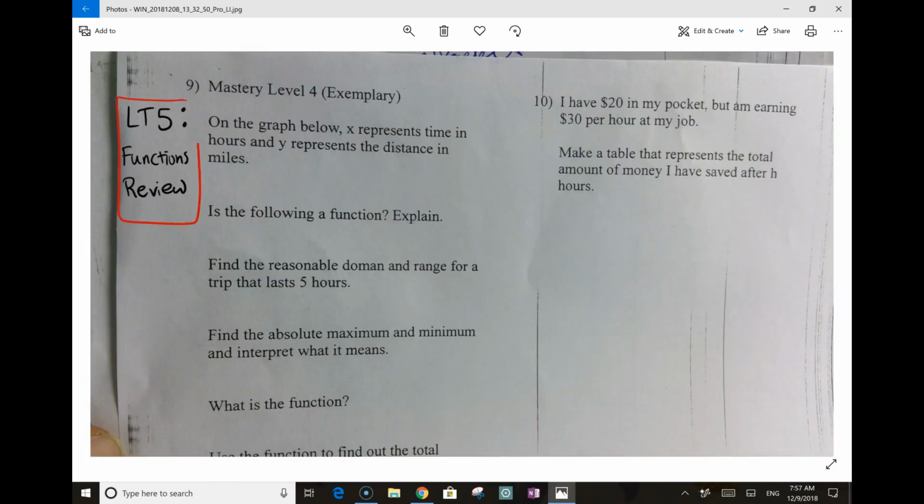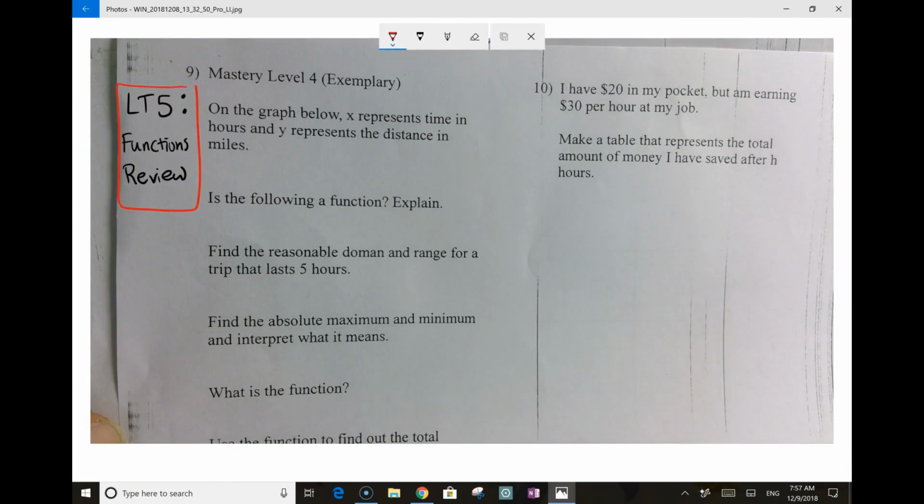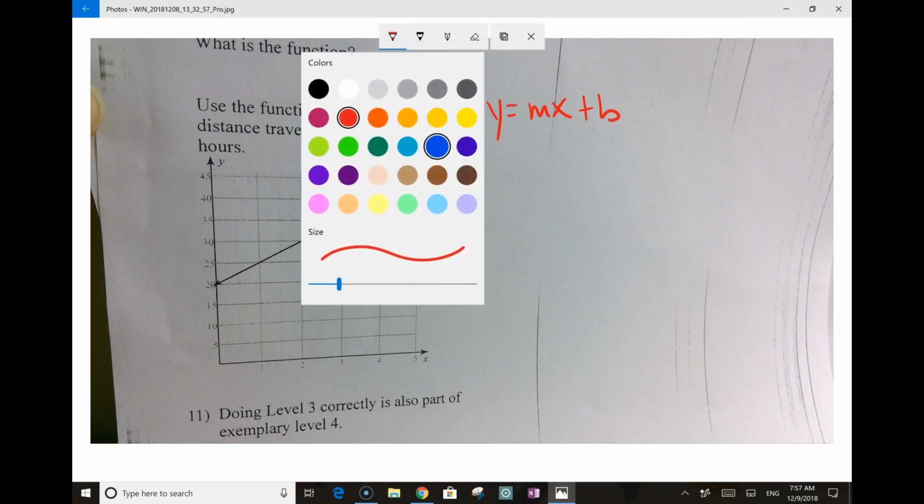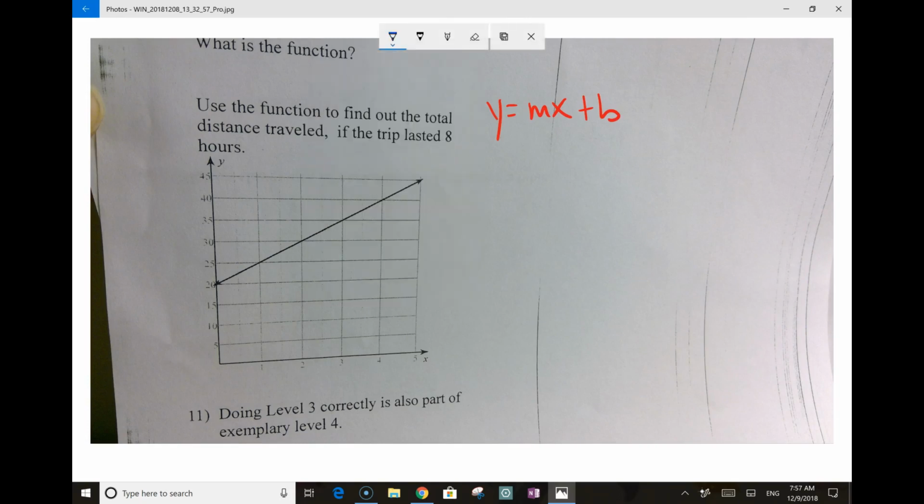Sorry about that. And the last question is, what is the function of this graph? Now we have to answer this in terms of slope-intercept form, which is y equals mx plus b. You have to remember the b part always represents the y-intercept, and the m always represents the slope.